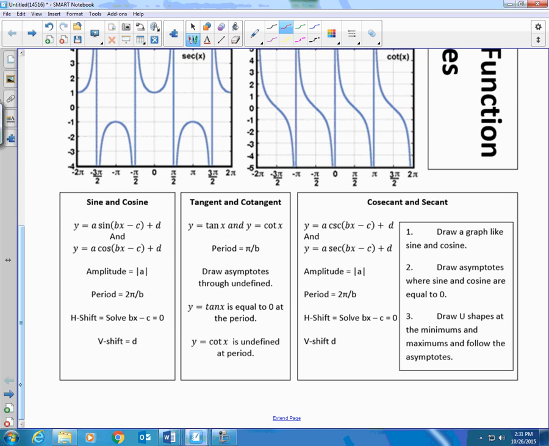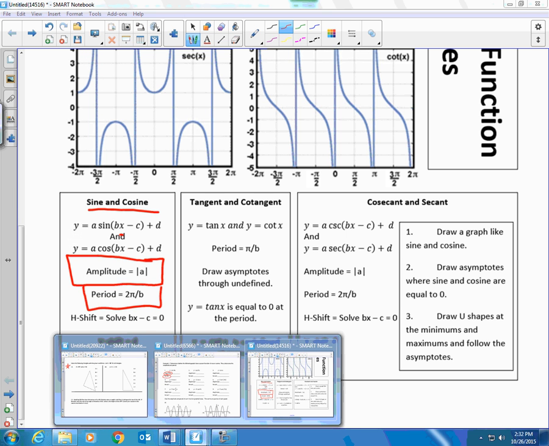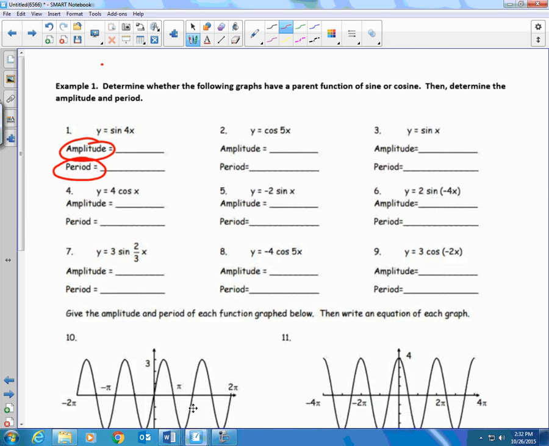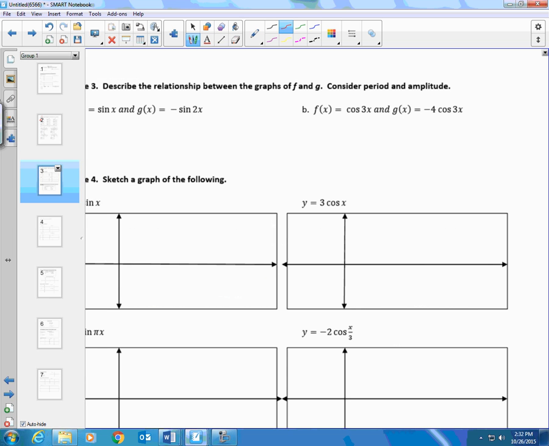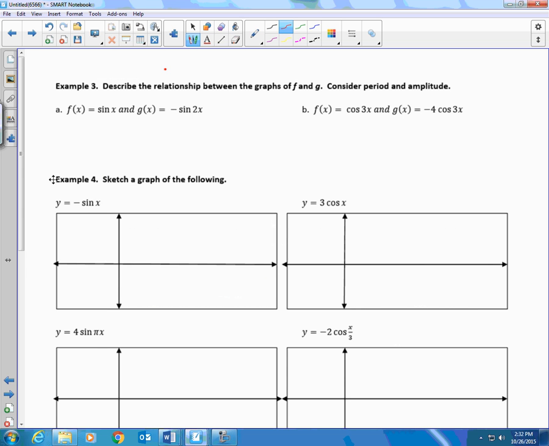Part of what I share with you is this. For sine and cosine, if you're wondering how to find the amplitude, it's right here, the absolute value of A. The period is 2 pi divided by B. So this is your lifeline sheet that you'll keep with you and use as you get ready for the test, and on the test for that matter. I don't know yet, it depends on how well we do with the material.